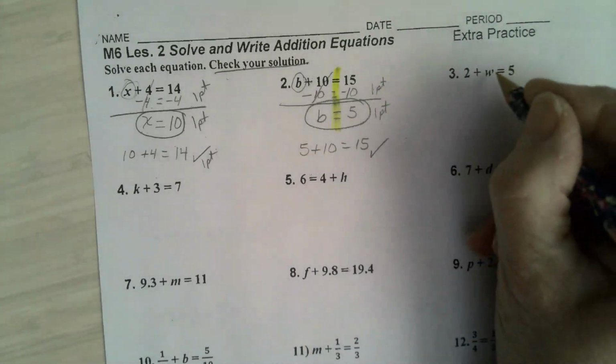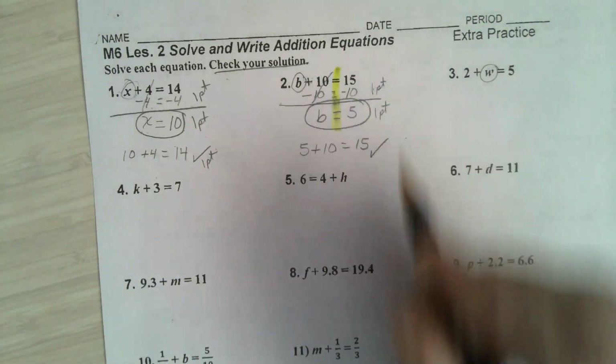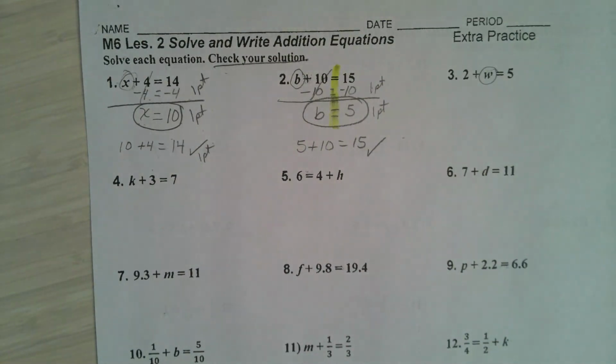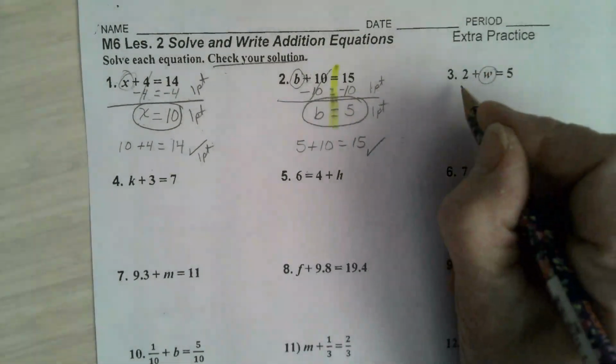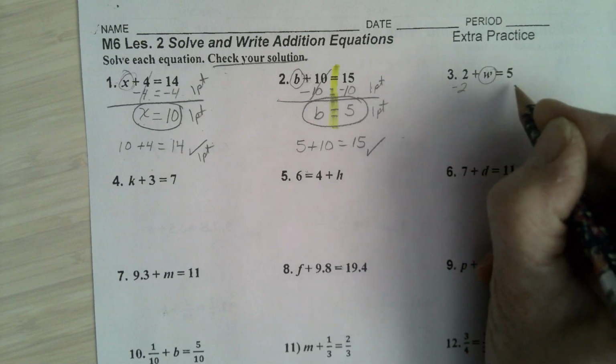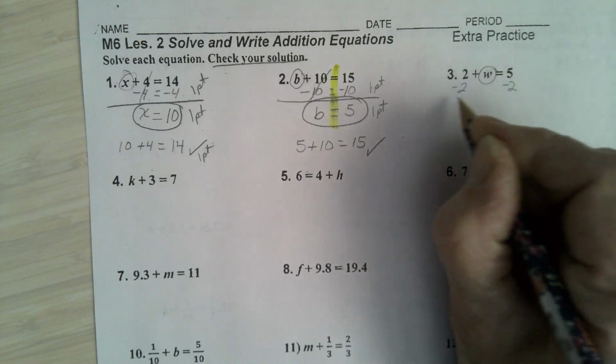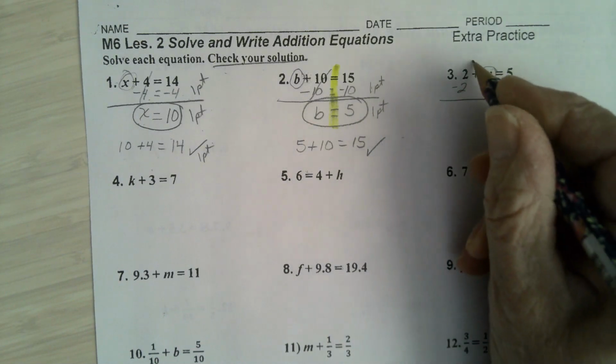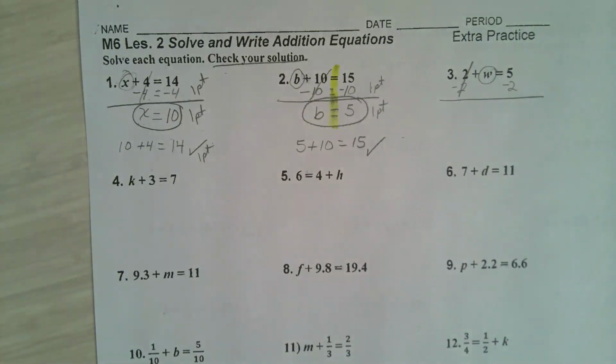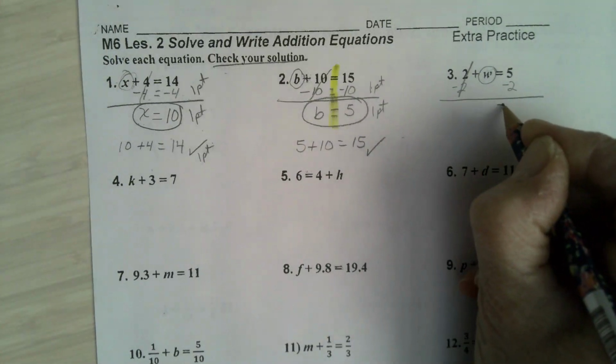We have to solve for W. We have to get rid of plus 2. The opposite of adding 2 is minus 2. Minus 2. Draw your line and cancel. Bring down your equal sign.